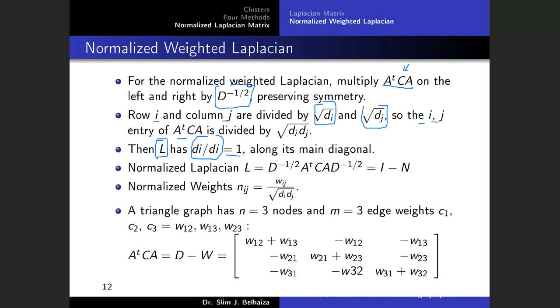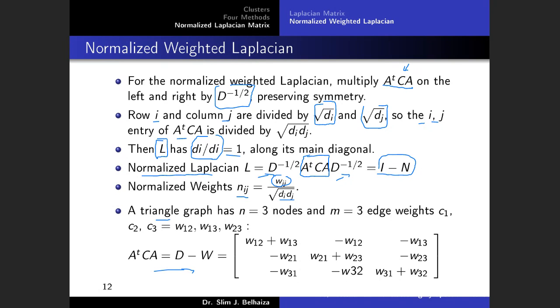So if you start with a normalized Laplacian, we took the weighted Laplacian, which is here, A^T C A, and you multiply it from the left and right by D to the power minus half. So we got what we now call I minus N. These are the weights we added, and the ij entries, the normalized weights, are w_ij divided by the square root of d_i d_j.